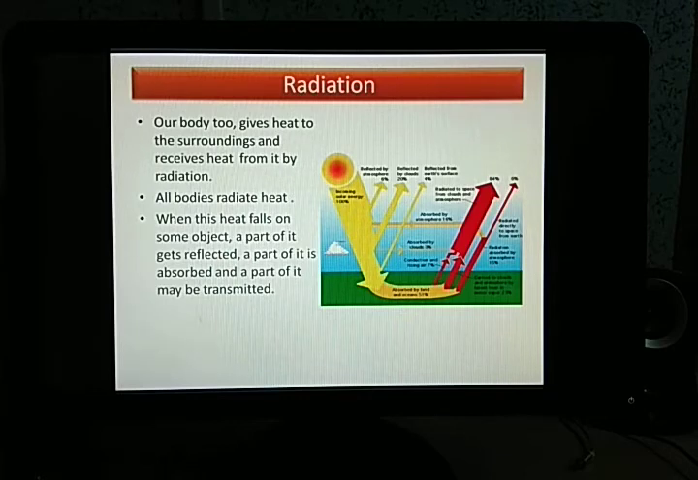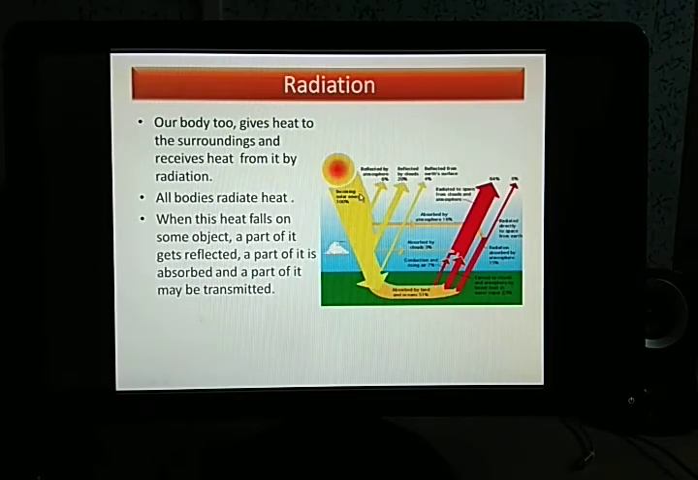Some of them which enters gets absorbed by the land or the water bodies, whatever it is, plants and all, and some get transmitted. Transmitted means it directly passes through it. It doesn't remain inside. So the difference between absorption and transmission is only that transmission, it will directly pass through that object or the body, but absorption means it will remain within the body. Clear? So this actually happens when the sunlight falls on earth. Some gets reflected, some gets absorbed, and some gets transmitted.